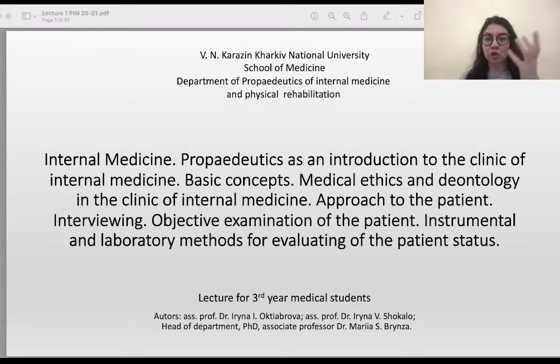All information will be in general, and further during our year, system by system, we will discuss more information about interviewing, objective examination of the patient, additional lab and instrumental tests for each system, each syndrome, each disease. And today, in general, we're going to discuss what internal medicine is, what you will learn on this cycle, basic concepts, basic definitions in it, and in general what methods of investigation of the patient and approach to the patient are available for us.